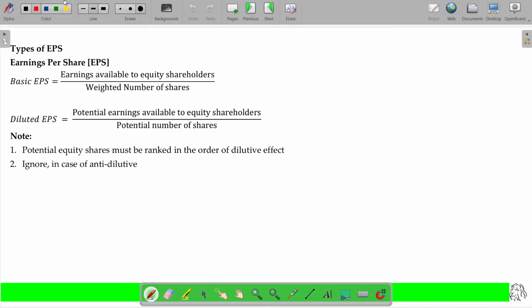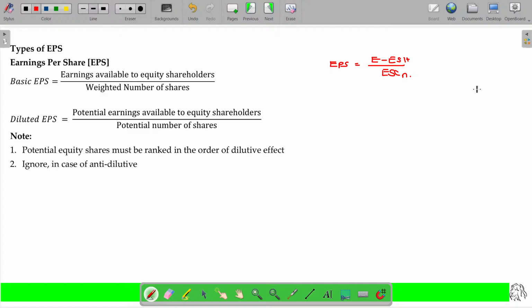Now, earnings per share is nothing but earnings available to equity shareholders divided by the number of equity share capital, in numbers. Okay, in numbers. Though the formula seems to be pretty simple, you need to know some additional points here.